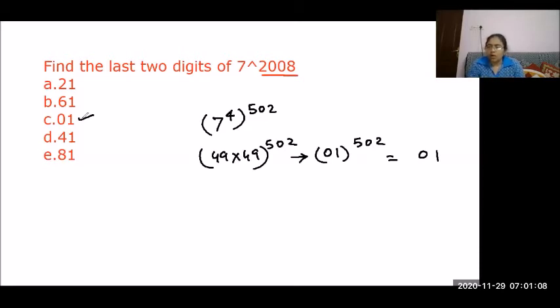I hope you understood the power expressions with numbers ending in odd digits, that is 1, 3, 7 and 9. Now next I'm going to tell you about 5. If the number ends with 5, what will be the last two digits? It's very easy. No calculation, nothing. You just have to identify the powers and the base. So come, let us do that.